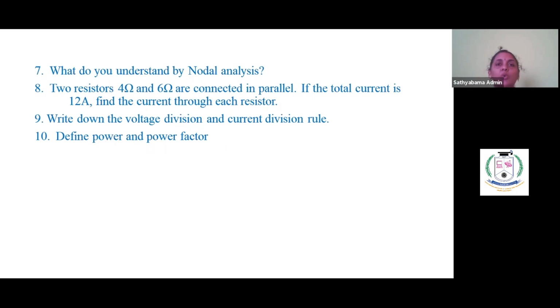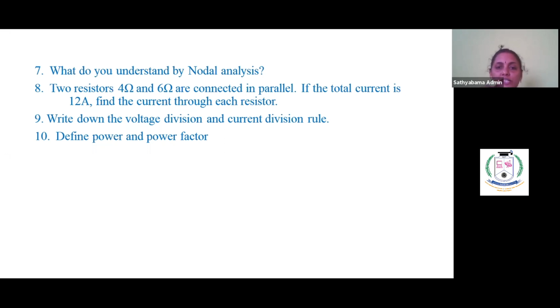Now apply the current division rule to find out the current I1 and I2. You can either find out one current, I1 or I2, and then substitute in I is equal to I1 plus I2 to find out the other current. Or the second option is you can find out both by using current division.